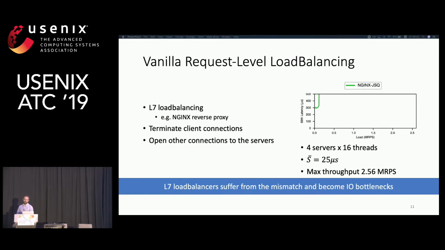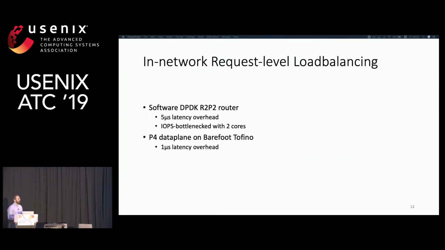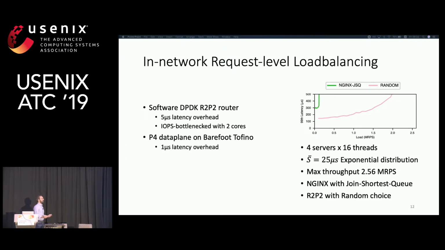So this is what we did. We implemented R2P2 middleboxes. One is software, specifically on top of DPDK, that only adds 5 microsecond end-to-end latency overhead, and it can saturate a 10 gig link with 2 CPU cores, and one that runs on top of a Tofino Barefoot ASIC that only adds 1 microsecond latency overhead. And we configured these routers to forward requests with the simplest policy, which is random.